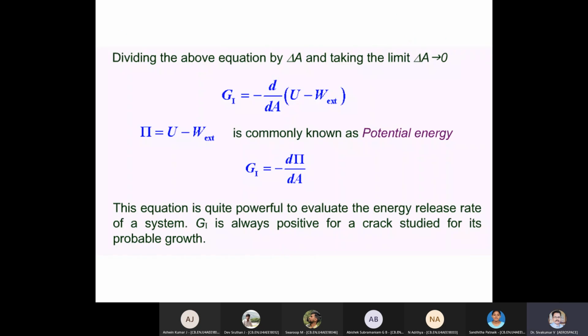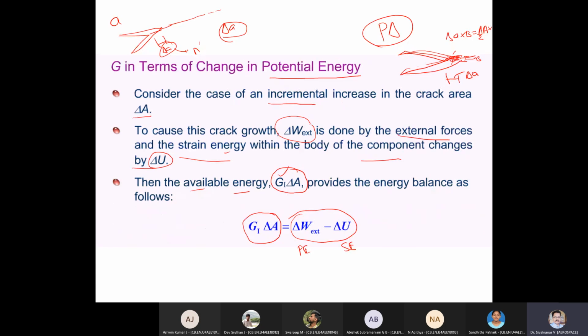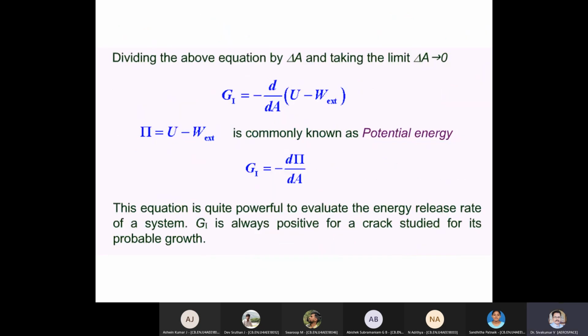So dividing the above equation by delta A and taking the limit delta A tends to 0, this delta A gets cancelled. So G1 is equal to d by dA into (U minus W extension). That incremental quantity is taken outside: d by dA. Basically delta A only. People can say delta A or dA, both are incremental quantities only.